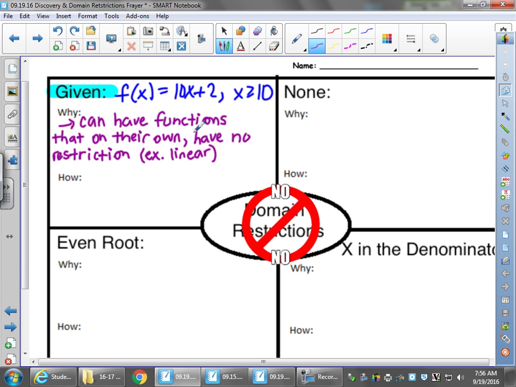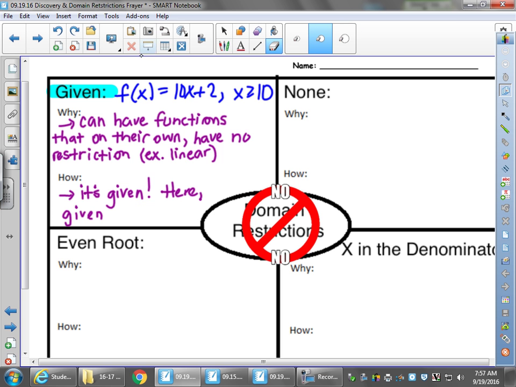This is a linear function. On its own, it has no restriction. But like you just said, how did this end up with a restriction? Gave you one. That's it. So the how is, it's given. That's it. It's given. So in this case, here you're given x greater than or equal to 10. You're told that that's the restriction. And let's formalize that with all real numbers, x greater than or equal to 10. So that's all that given means, is that you have a function like this one that typically does not have a restriction, and you are given one.